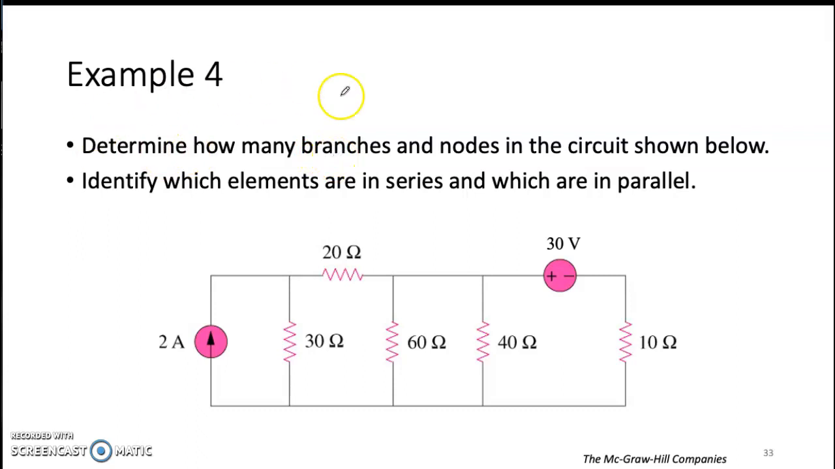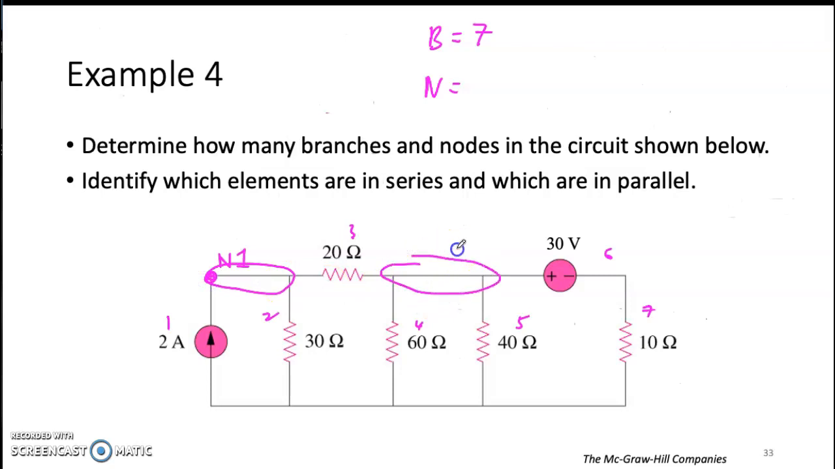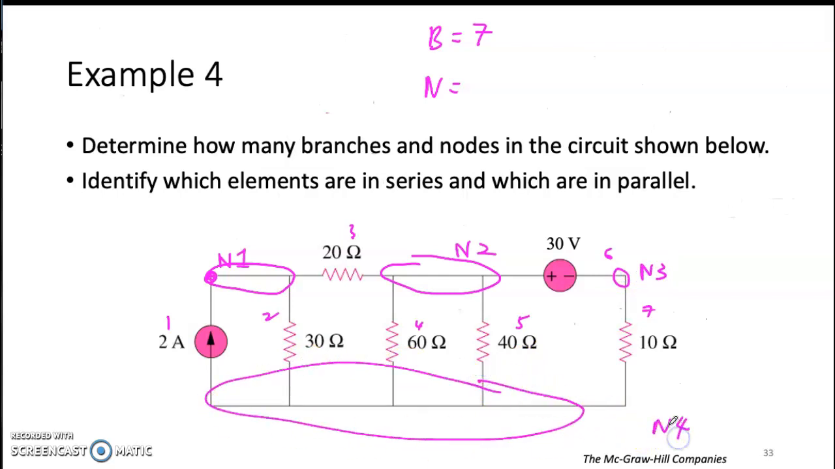How many branches? So what is a branch? It is an element. So you have 1, 2, 3, 4, 5, 6 and 7. So this is 7 branches. How many nodes? So this is one node. The whole here is actually one node. The whole here is node number 2. Here is node number 3. And the one below here is node number 4. A node means the one that is connecting the branches. So we have 4 nodes.